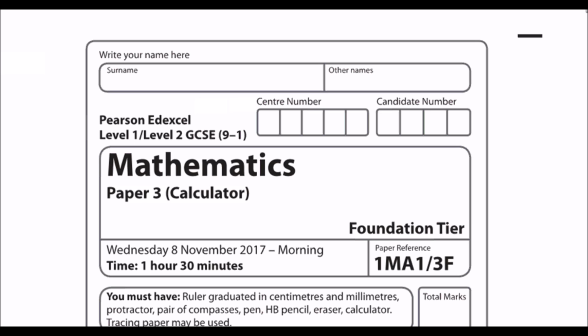This video is a walkthrough of the November 2017 Foundation Tier Paper 3 calculator.